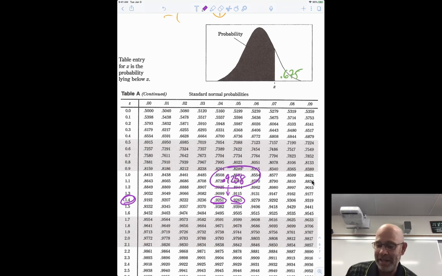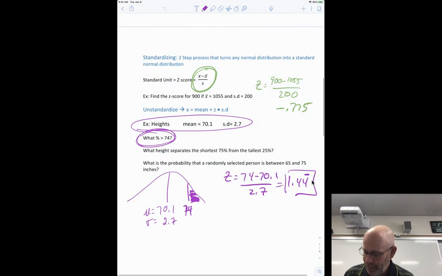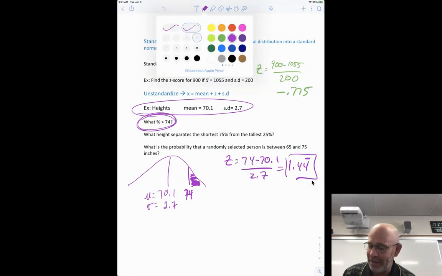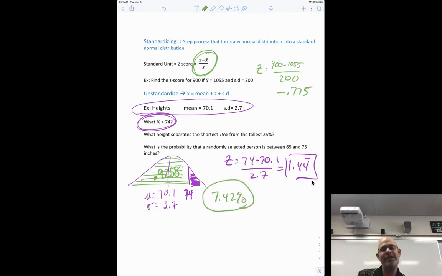0.9258. Now, what does that represent? We go back to the problem. 0.9258. Remember that chart only does to the left. So this is the 0.9258. But that's not what I was looking for, right? I was looking at the area to the right. So I'm just going to subtract that from 1. And I'm going to get 7.42%. Okay. That's the percent of the data that's to the right of 74.